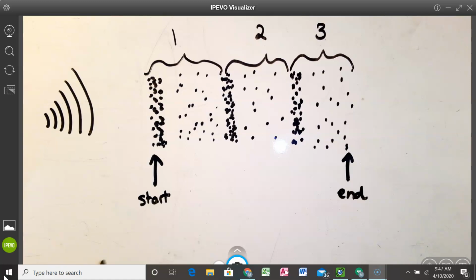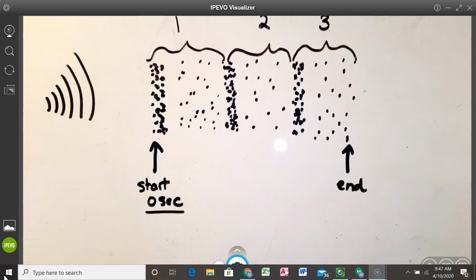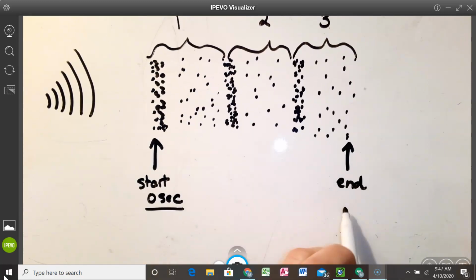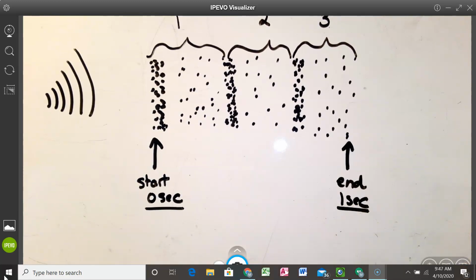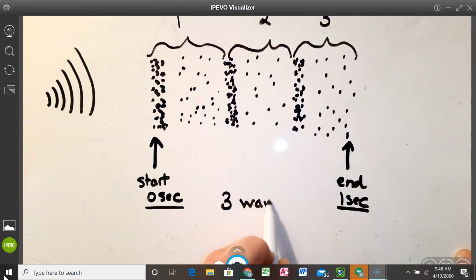Now, many times we allow the start and the end to represent the course of 1 second. So if this would represent 0 seconds, and we're not going to be doing any math with this, but just so that your brain can start to process some of this, and we let this be 1 second. Okay, so from start to end, how many waves could happen in that 1 second? Well, in this particular case, we end up with 3 waves in 1 second. So we would say something like this: 3 waves per second.